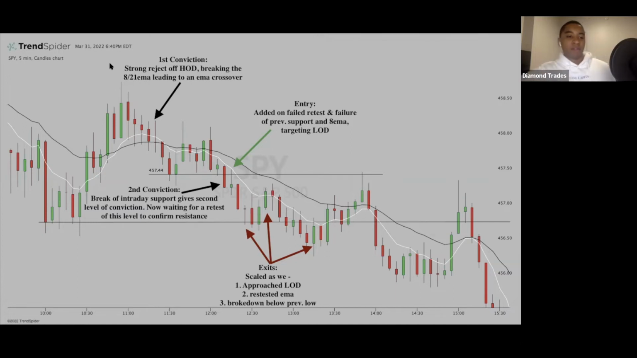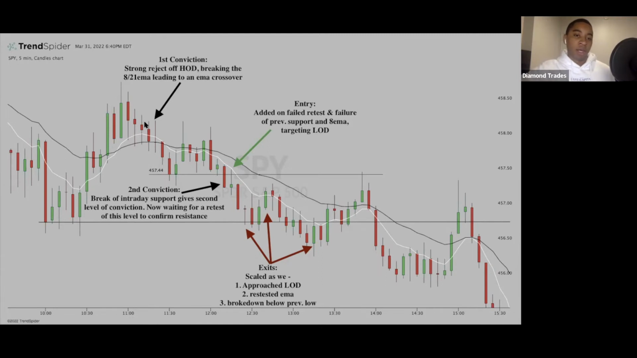And I think that this chart will really break down pretty simply what it is that I was seeing. We had some intraday support around 456.5 before rallying higher and rejecting high of day, right? So this was the previous high of day that we had set around the opening of the day. And we actually rejected this fairly strongly.